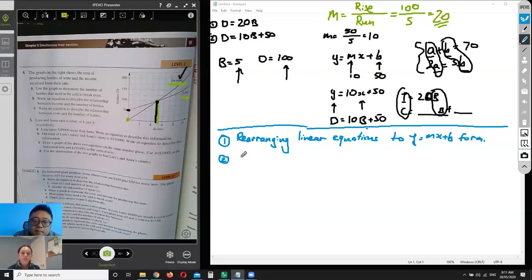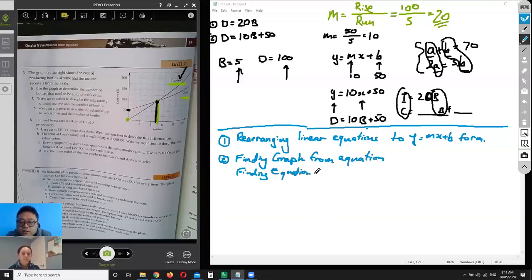is finding the graph from the equation and finding the equation from the graph. Yep. I think if you can do those things, most of the other stuff will come in. The rest of simultaneous equations is not going to be as hard. Yeah. Focus on those two things.